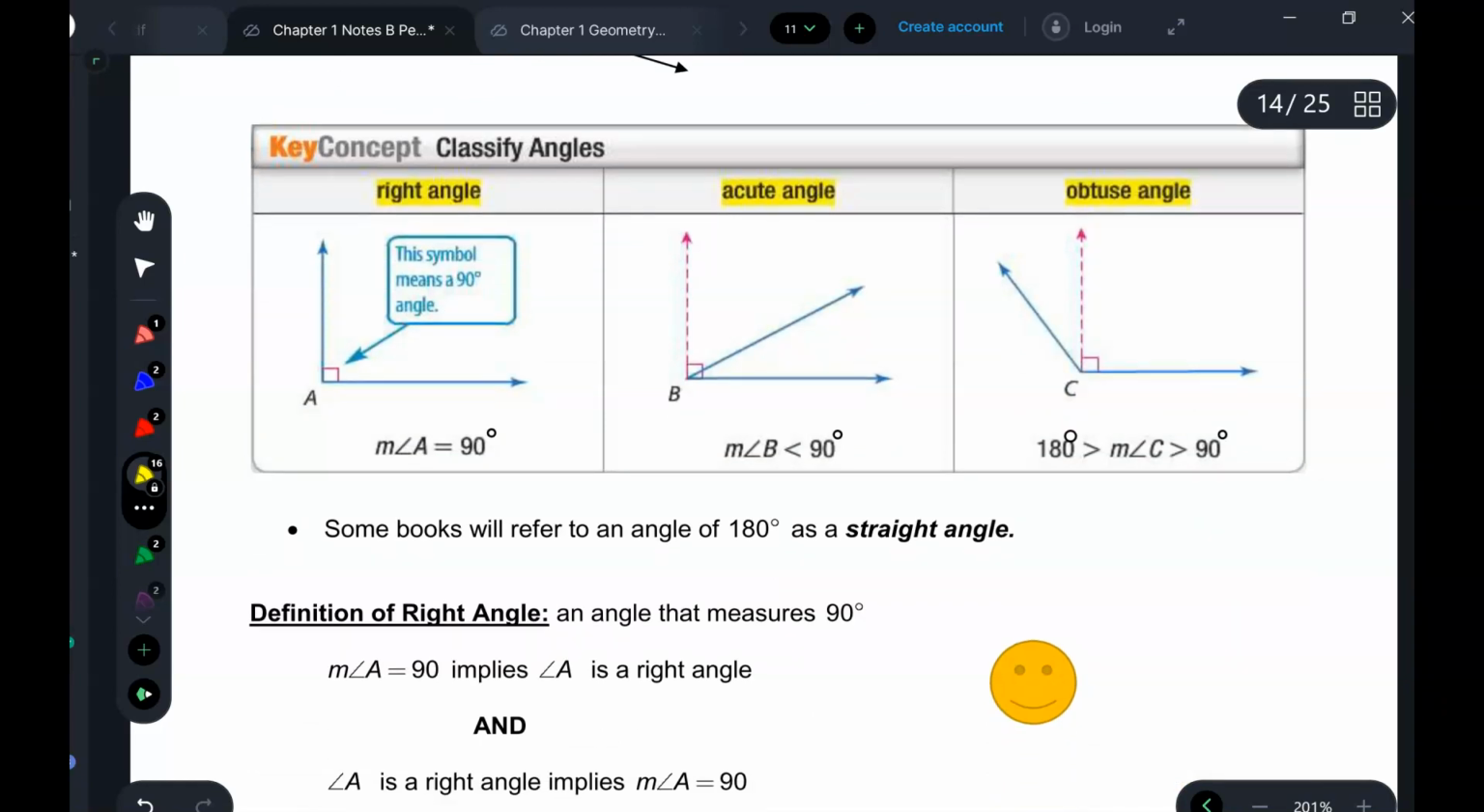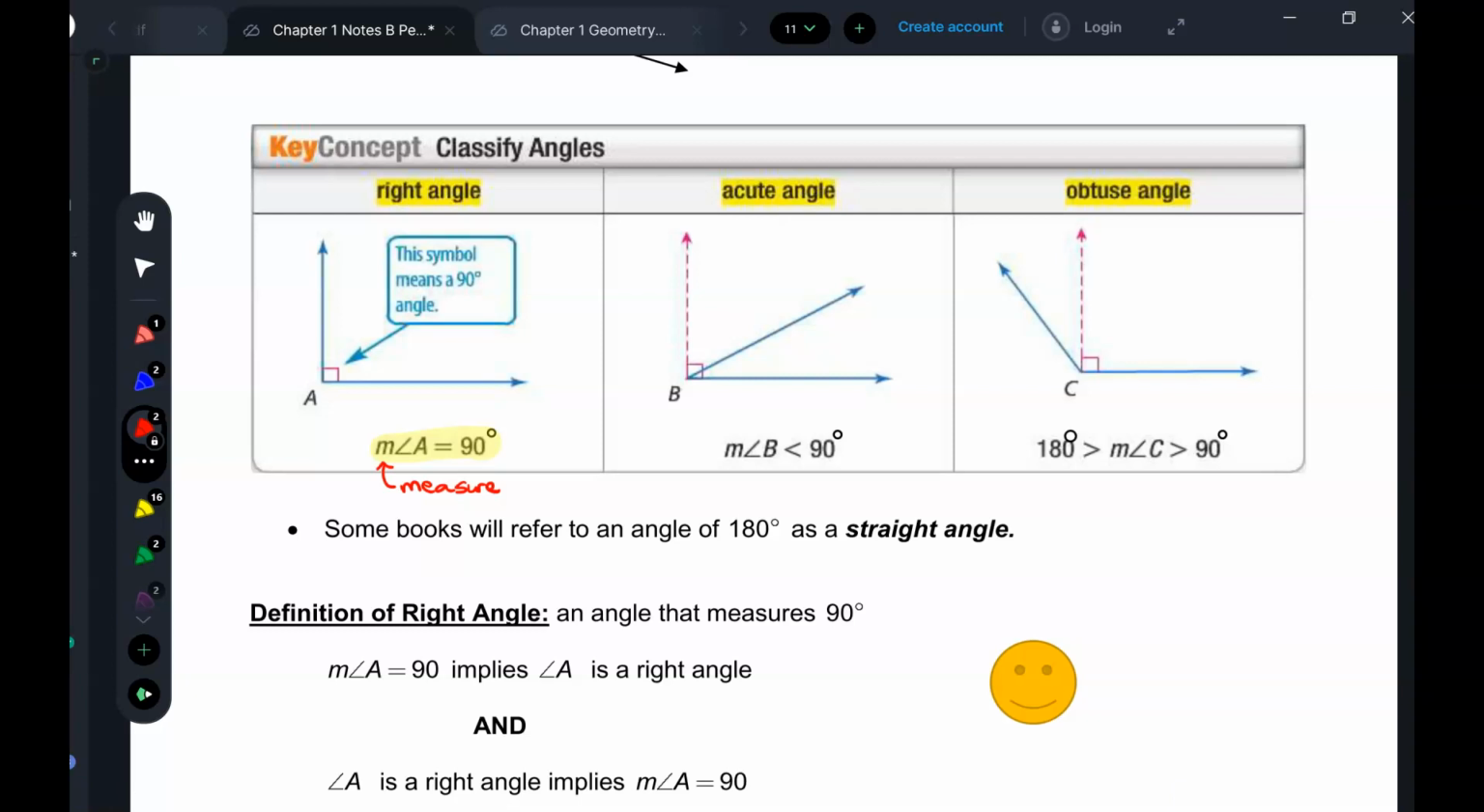Okay, if we have a right angle, you'll see a little m. That stands for the measure. So it's saying, how many degrees is it? So I hope we all know a right angle has a 90-degree angle.